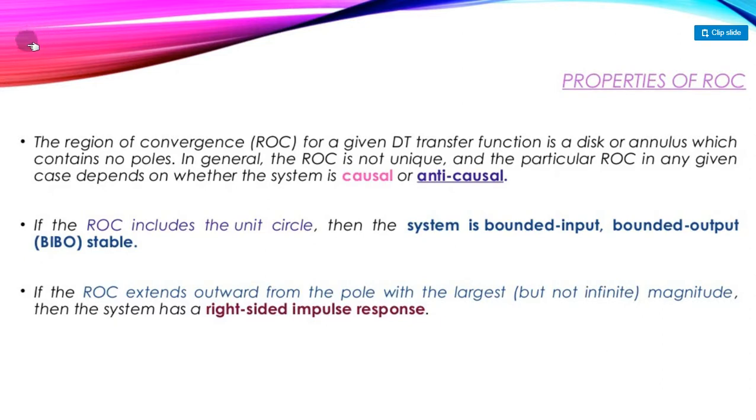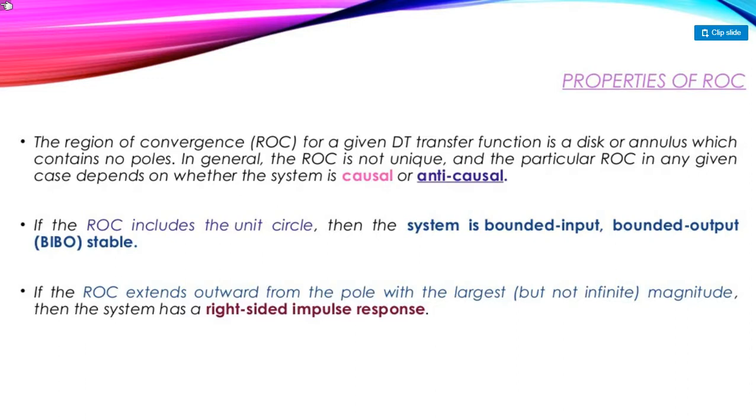Now if the region of convergence includes the unit circle, then the system is bounded input and bounded output stable. So in case of a system, if we need to understand whether the system is BIBO, bounded input bounded output, then the region of convergence should include the unit circle. This is the criterion to understand whether a system is stable or not.